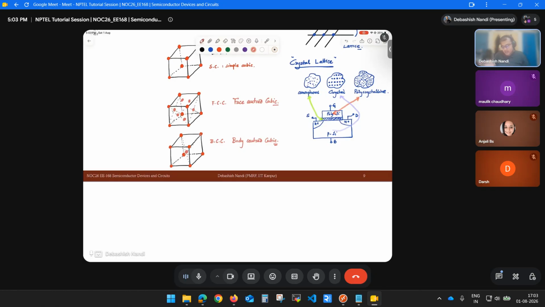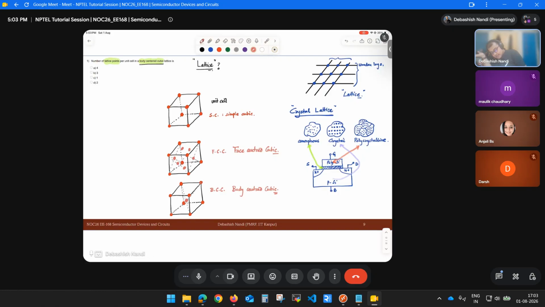So as far as this question is concerned, we have seen that simple cubic has 8 into 1 by 8, that is 1 atom. FCC has 6 into 1 by 2 plus 8 into 1 by 8, which is 4 atoms. And body centered cubic has 1 atom inside plus 8 atoms at the corners, so we have 2 atoms inside the unit cell. Fine. So use that tool. I'll keep it in the description of the YouTube video so that you can use it.